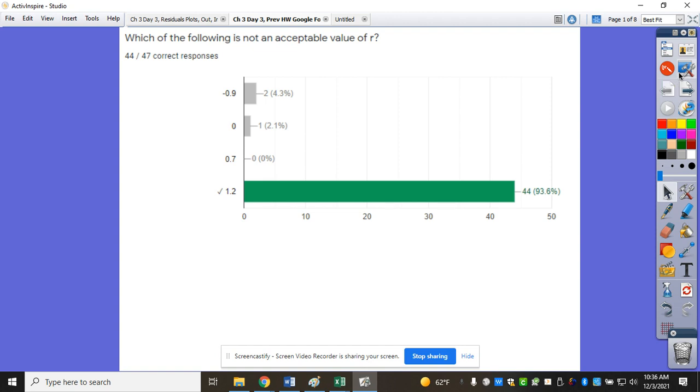Which of the following is not an acceptable value of R? R can be all the way from what to what? -1 to 1. So negative numbers are fine as long as they're not less than -1. 1.2 would not work.